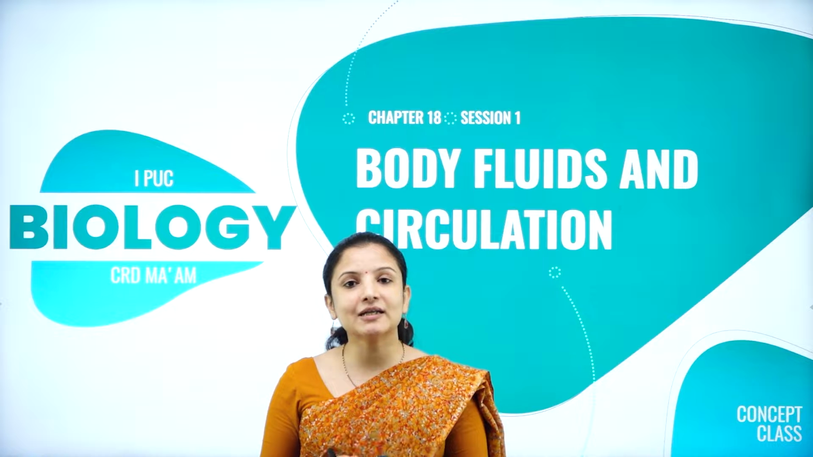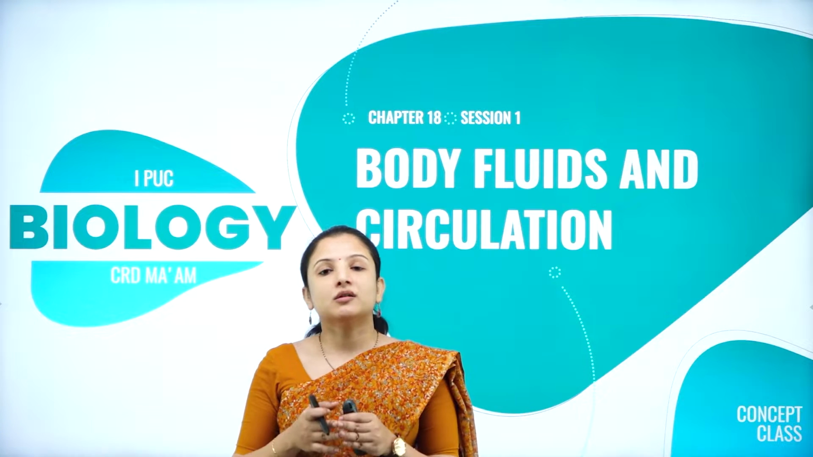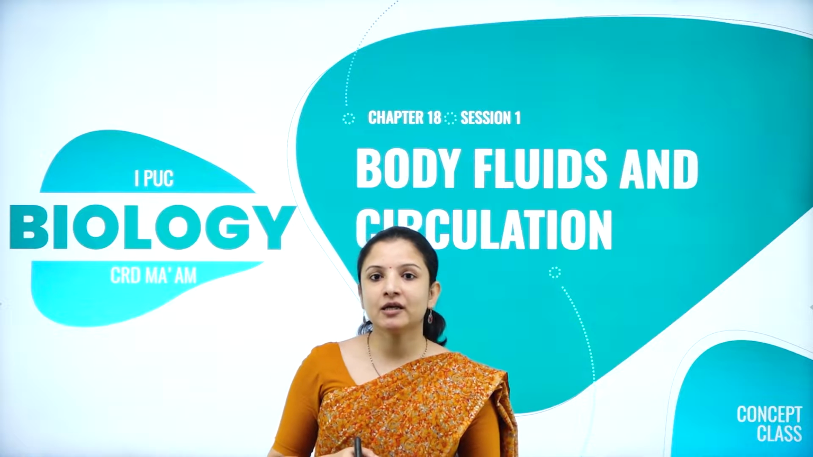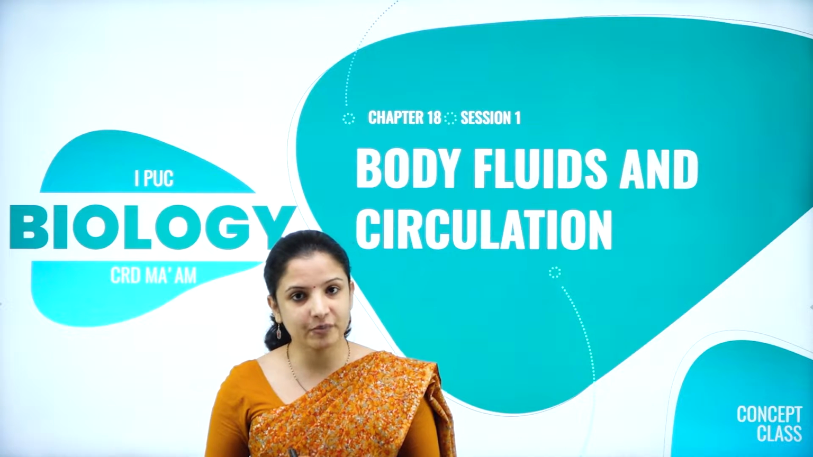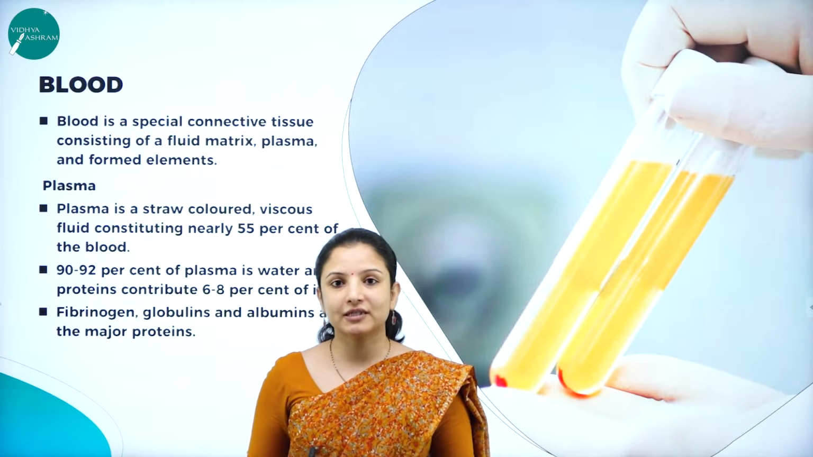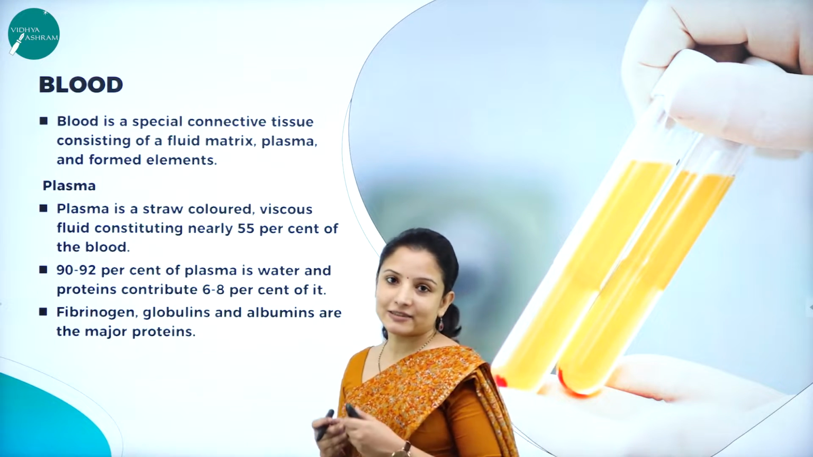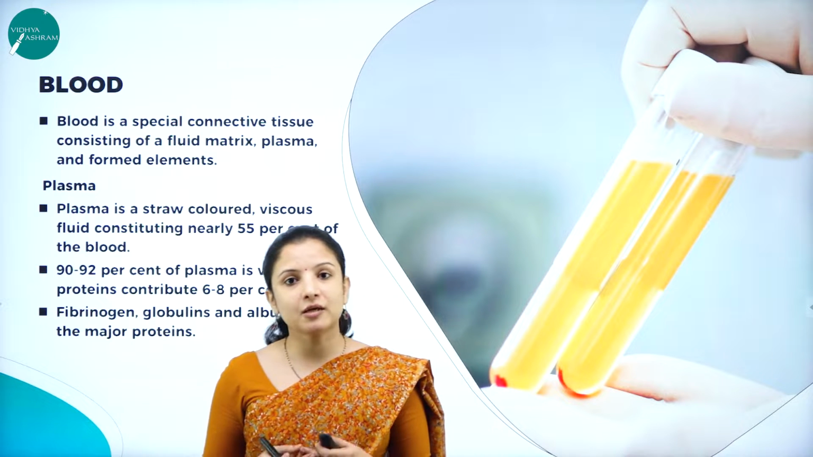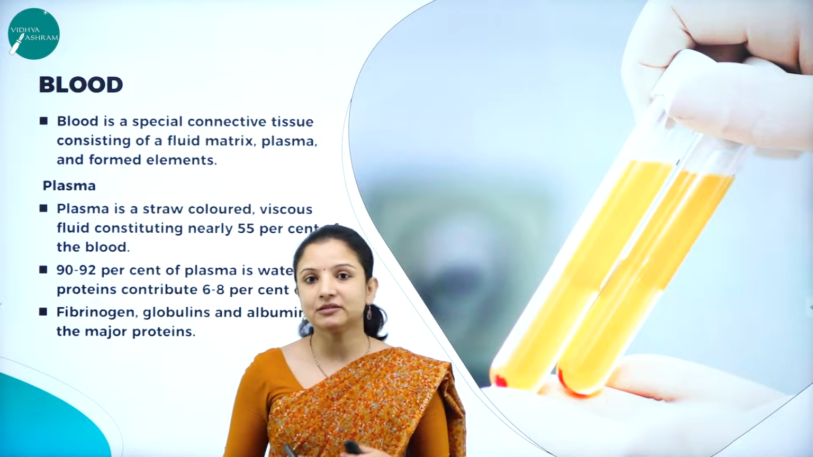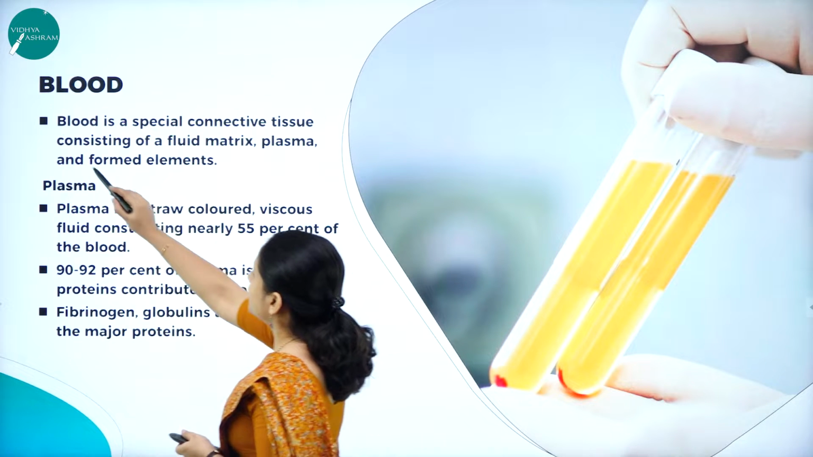So, we shall study in this particular chapter exactly what is blood, what are the different components of blood, and how circulation of blood occurs, all that we shall look into. So, moving on to today's session, we shall understand first what exactly is blood. What is it actually made up of? What are the different elements that are present in the blood? So, moving on to what is blood.